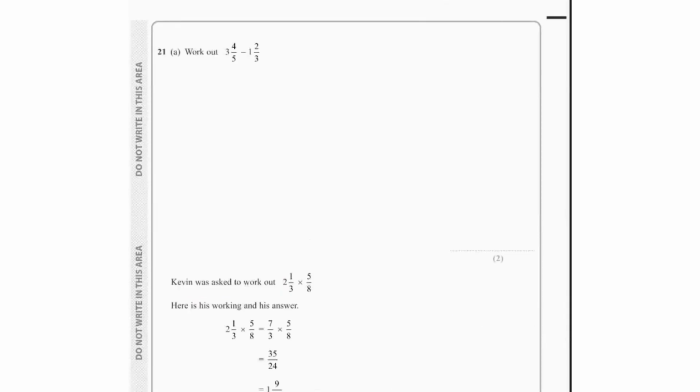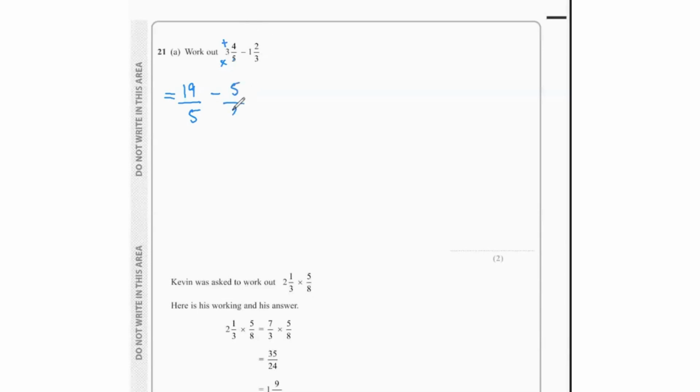Question 21 says, work out 3 4/5 minus 1 2/3. Whenever we're subtracting mixed numbers, the first step is to convert the mixed numbers into improper fractions. To convert a mixed number into an improper fraction, we multiply the denominator with the whole number and add the result to the numerator. So 3 times 5 is 15. 15 plus 4 is 19. So 19 over 5. The denominator will remain the same. The only thing that changes is the numerator. Same over here. 3 times 1 is 3. 3 plus 2 is 5.